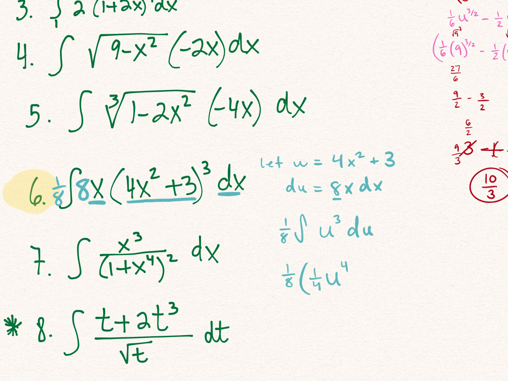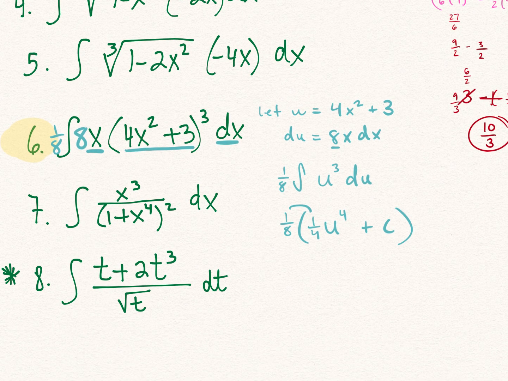What am I missing here for my indefinite integral? Plus c, perfect. Now we're going to distribute the 1/8. It doesn't really get distributed to the c because c is just a constant. So we've got 1 over 32 u to the 4th power plus c.